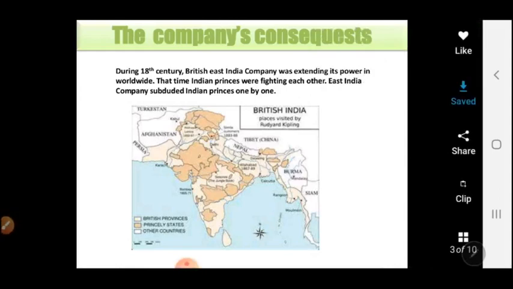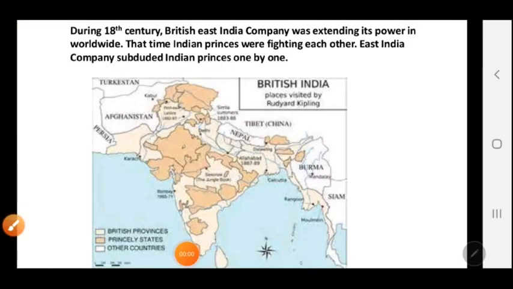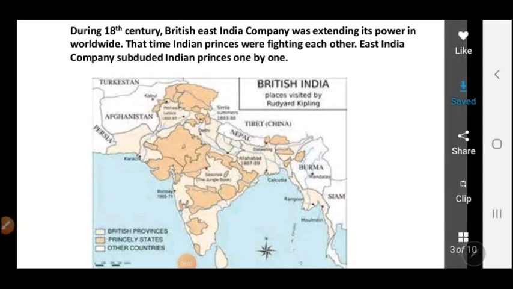So here is the representation of a map that shows how much part of India during the 18th century was taken in control by the British people. With the help of these clues, you can understand that this light pink part represents the British provinces, that is, this much part of India was in the control of the British people, and this orange part represents the Indian princely states. It means this part was ruled by Indian princes, and the other white part represents other countries. So you can see how from the late 18th century till the middle of the 19th century, the British became successful in gaining control over India.